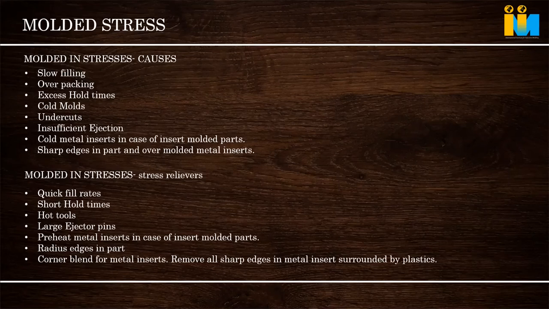Overpacking, excessive holding time. Now, suppose the thickness of the part is 2 mm, and in one small area it is 5 mm thick. To remove the sink mark, what are we giving? We are giving excess packing to remove the sink mark. Actually, we have to reduce the thickness, properly giving some pin or some core-out. Instead, we are giving extra holding time and completely making the part flat.